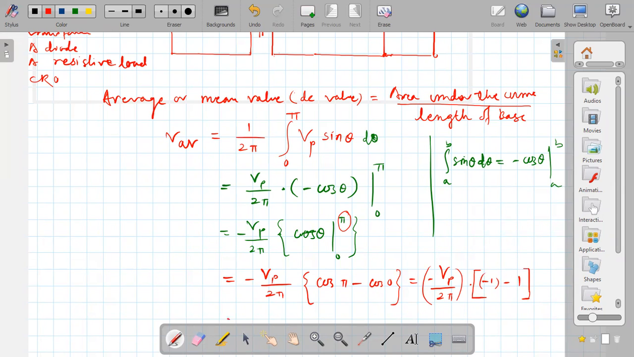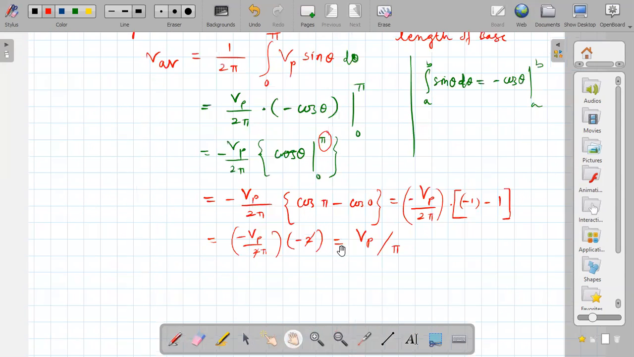Therefore, this is minus Vp upon 2 pi into bracket minus 1 minus 1, and minus 1 minus 1 is minus 2. And the final answer is Vp upon pi, because the 2 will be cancelled. Understood, dear student? And this is the formula to find out V average for half wave rectifier. Then you can take pi equal to 3.14, and you can find 1 by 3.14 and multiply with Vp.